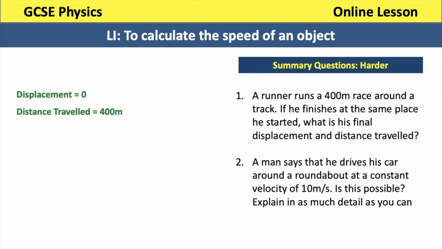Then question number 2, a man says that he drives his car around a roundabout at a constant velocity of 10 metres per second. And we were asked, is that actually possible to do? Explain your answer. This would probably be 3 marks.